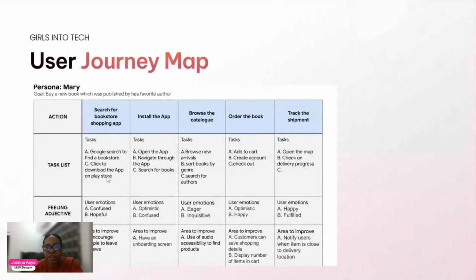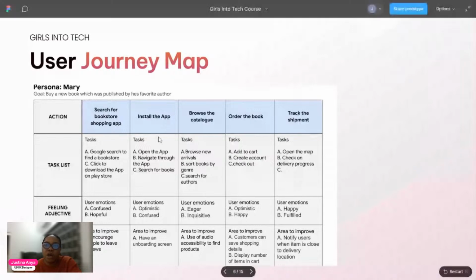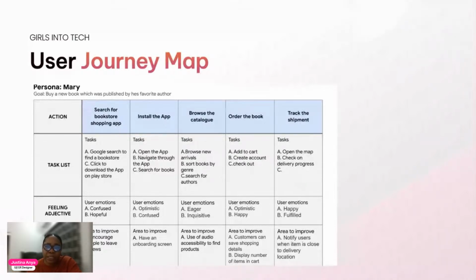So also have other actions you will have to take. We won't be going through all that, right? And the task list. So basically, you just have to identify the journey. So the next thing she will do is to install the application, browse the catalog, order the book, and track the shipment, right? Those are the tasks she'll carry out. Those are the actions she'll carry out within my app, right? Till she completes her goal or accomplishes her goal, right? So that's basically what a user journey map is.